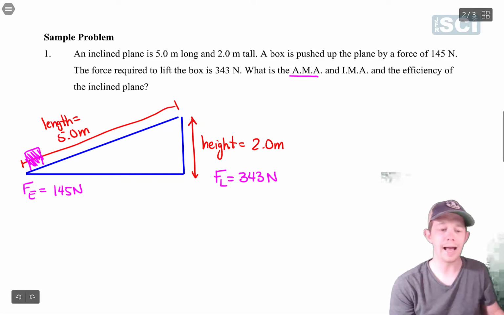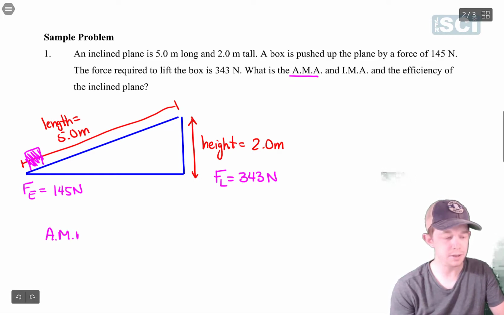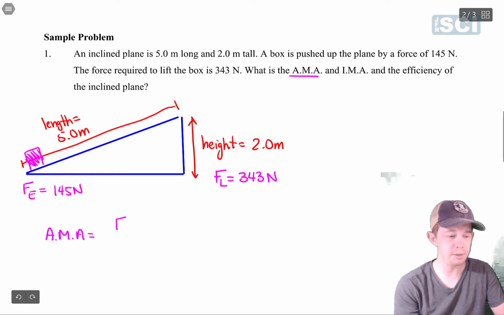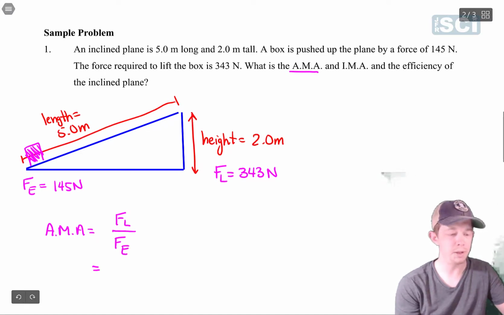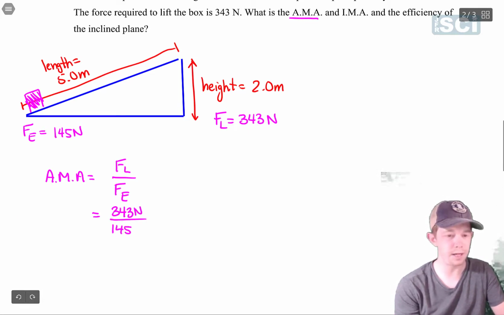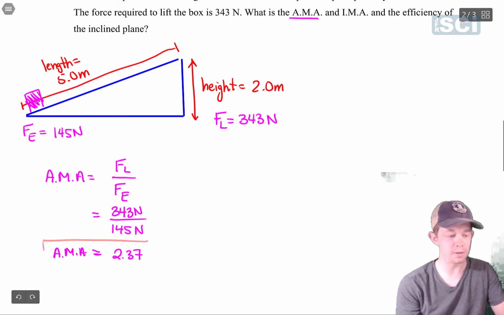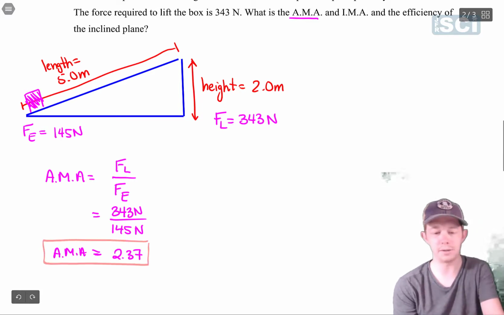Okay, so for this, what do we want to do? I want to find my actual mechanical advantage. My actual mechanical advantage, if we remember, is the ratio between the load force and the effort force. So I'm going to put in my load force and my effort force. So 343 newtons divided by 145 newtons. And I get a value of 2.37 as my actual mechanical advantage. So that's one of my answers. That is my actual mechanical advantage.